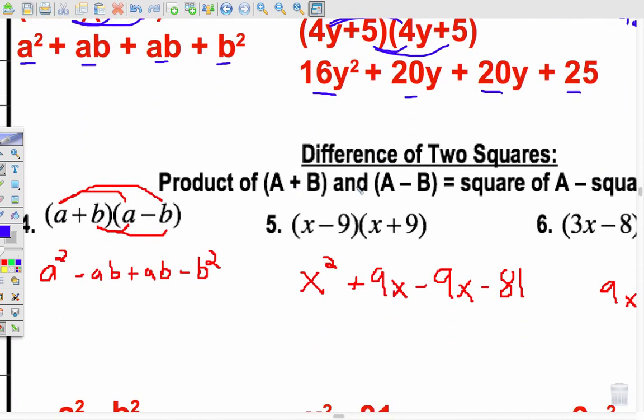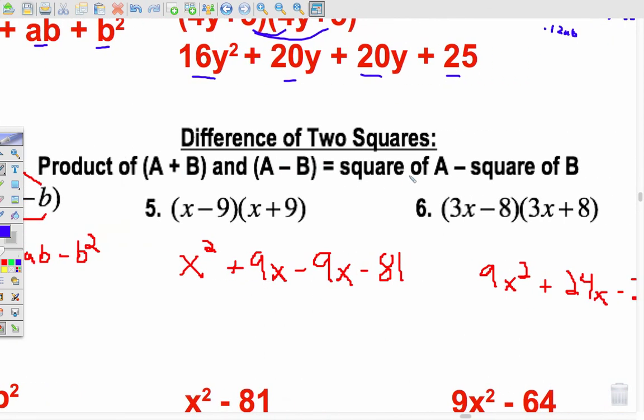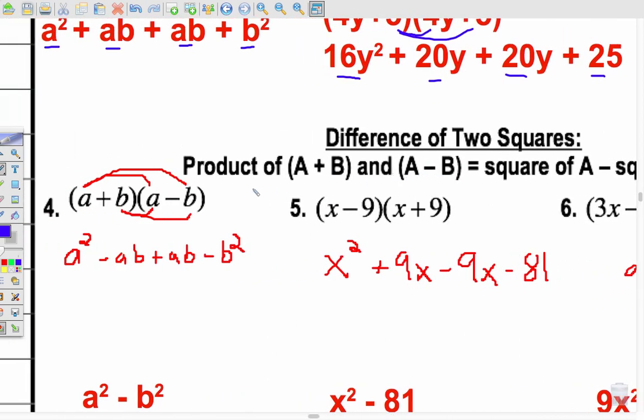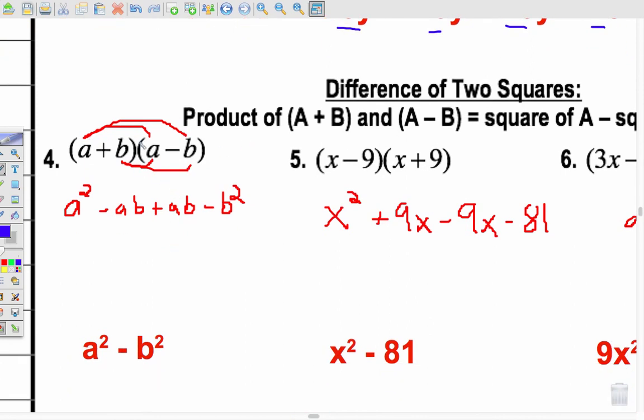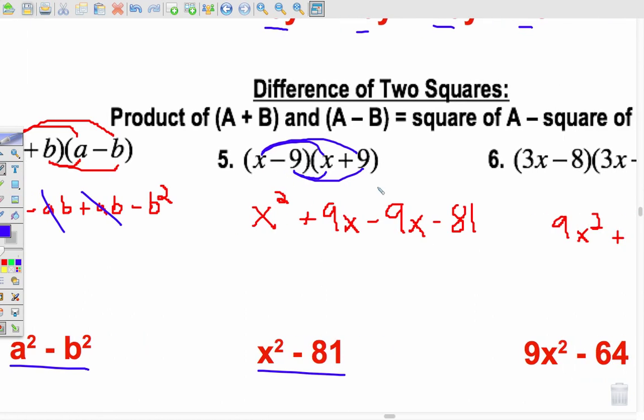Next part of it: if you have a plus b times a minus b, that's going to equal the square of a minus the square of b. And this is really the big one that will help you and save you some time. If you were to distribute this out, you have a squared minus ab plus ab. These would cancel out, and all you're left with is a squared minus b squared. Same thing here. You have x times x, that's x squared. x times 9, that's 9x. Negative 9 times x, that's minus 9x. Negative 9 times 9 is negative 81. So this comes down to x squared minus 81.